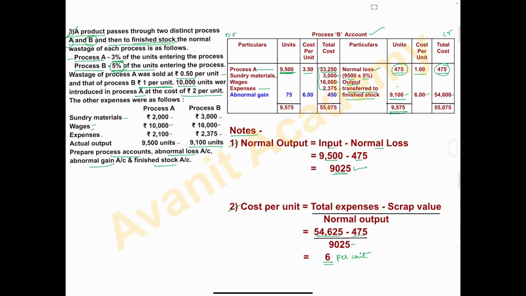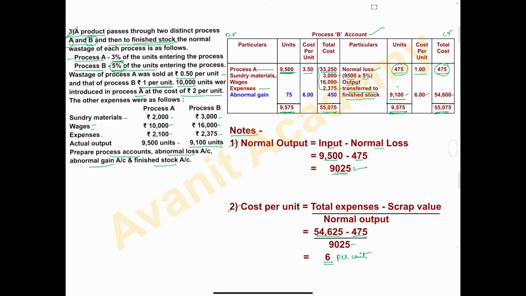So first we'll close this. Credit side units is 475 plus 9,100, we will get 9,575, and in total cost column, 475 plus 54,600, and the total is 55,075. Same units and total amount will write on debit side. Unit 9,575, and total cost column will write 55,075.